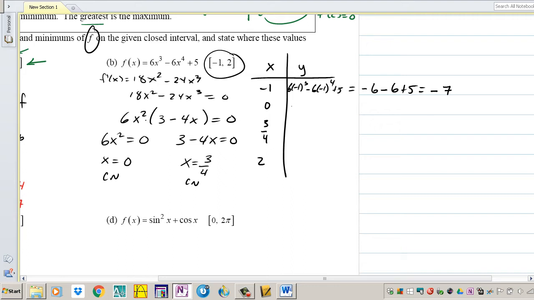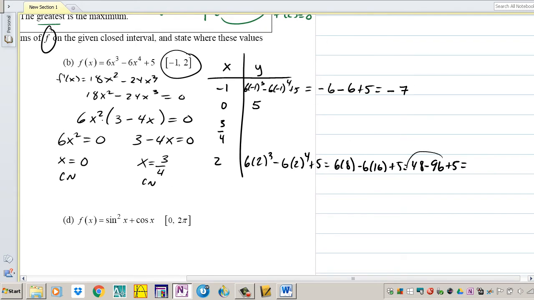Now for 0 it's simple. If I plug in 0 for my x's, I get 5. Now let's go ahead and do the easy one. Let's do 2. 2 cubed minus 6 times 2 to the 4th plus 5. That's 6 times 8 minus 6 times 16 plus 5, and that is 48 minus 96 plus 5. Again, this is -48 plus 5, which is -43.